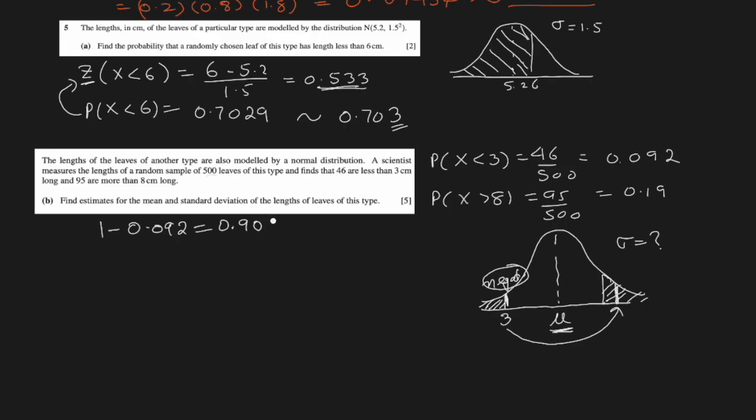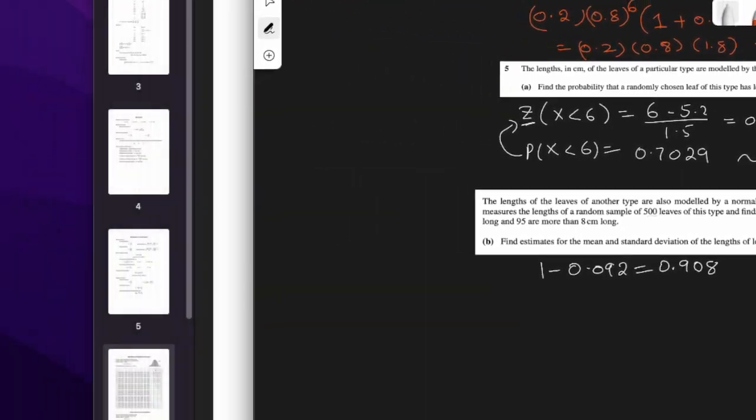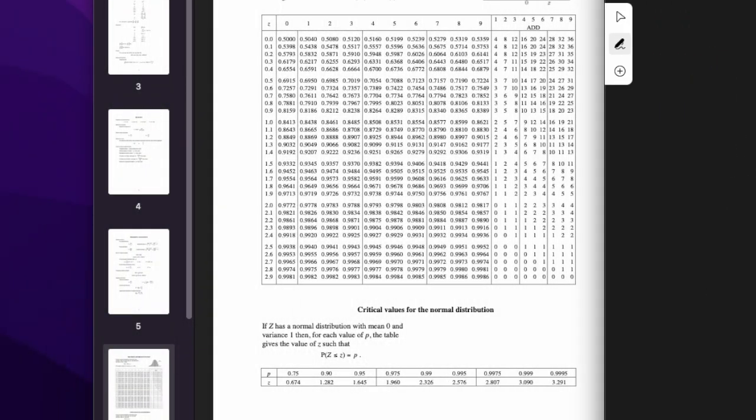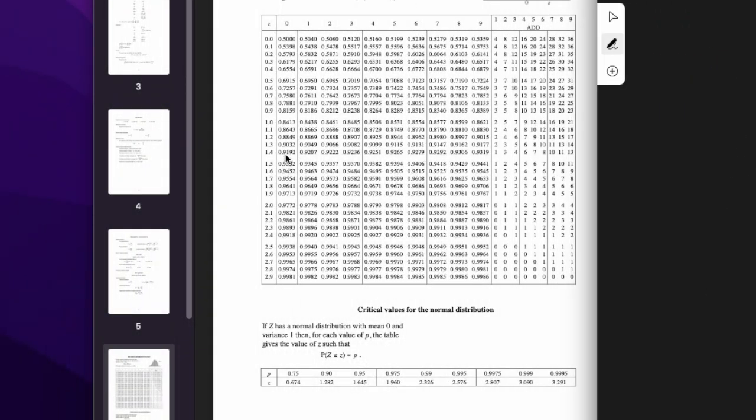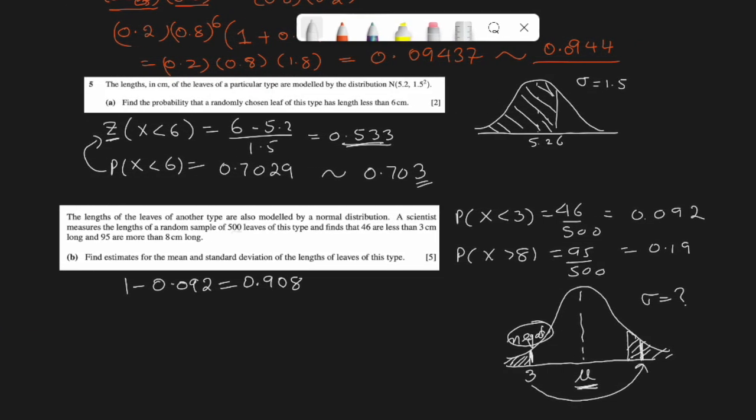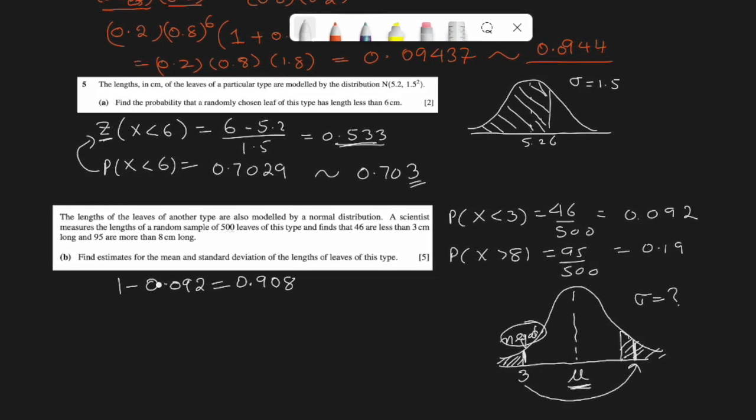0.908. So let's look at 0.908. It will be here. Can you see 0.9066 here? We need 14 more to make it 0.908. So 14 will be given by 9 here. So 1.329 is the Z score for this.